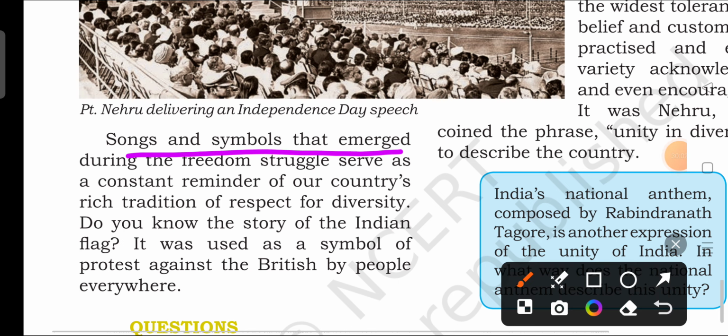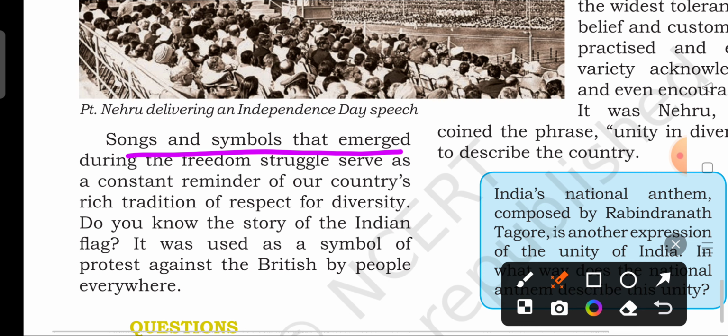Songs and symbols, they also played a very important role during the freedom struggle. They serve as a constant reminder of our country's rich tradition of respect for diversity. So different types of songs, as you can see in your textbook, were being made and sung to remind the people that we are one, we can become one, and our diversity can become our strength, and we will fight against the British rule and we will free our country. That spirit was being developed through different types of songs and symbols.